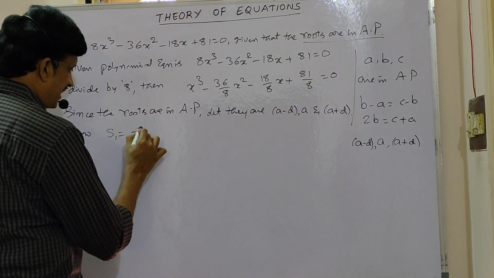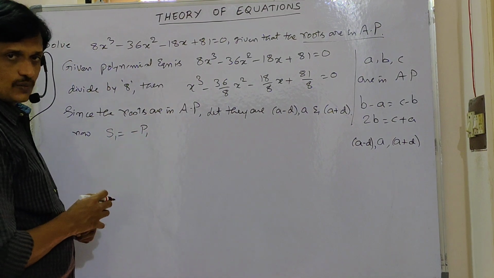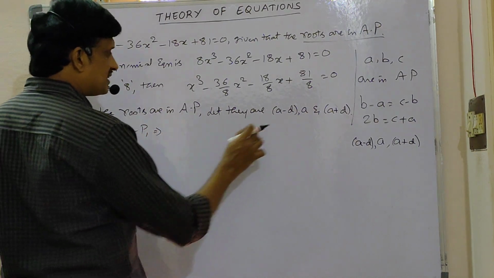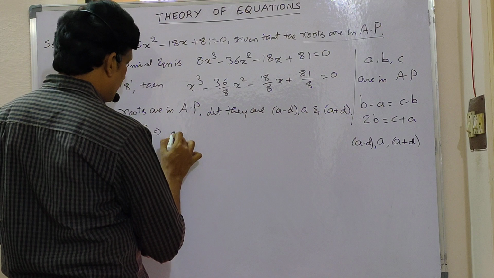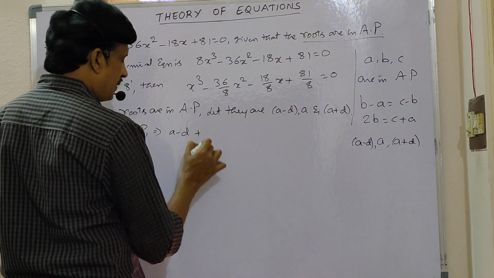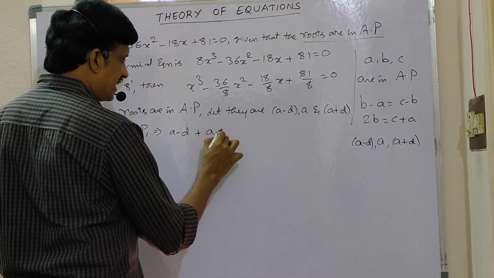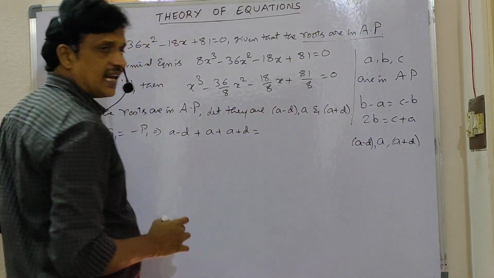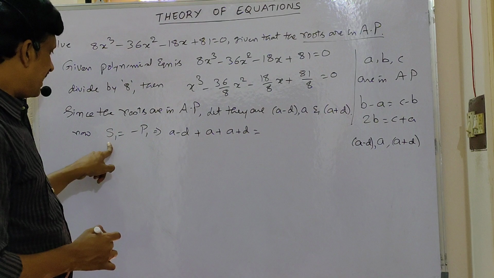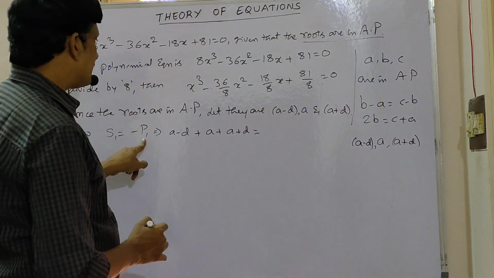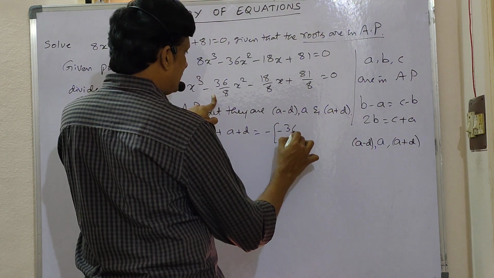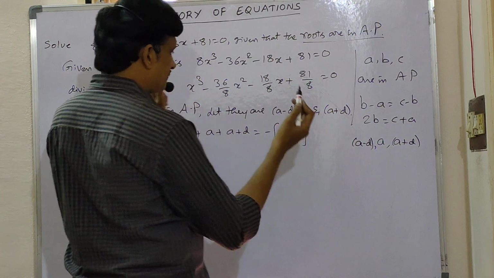S1 is equal to minus P1 is the unknown condition. S1 means sum of the roots taken one at a time. That means a minus d plus second root a plus third root a plus d, like alpha plus beta plus gamma. That S1 is equal to minus P1, that is minus 36 by 8.